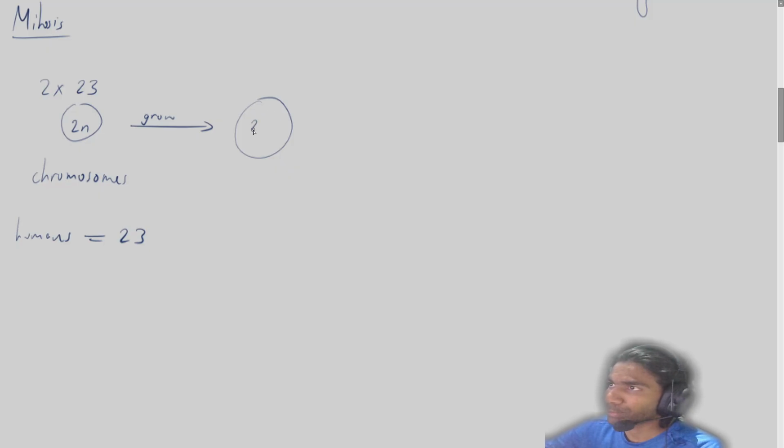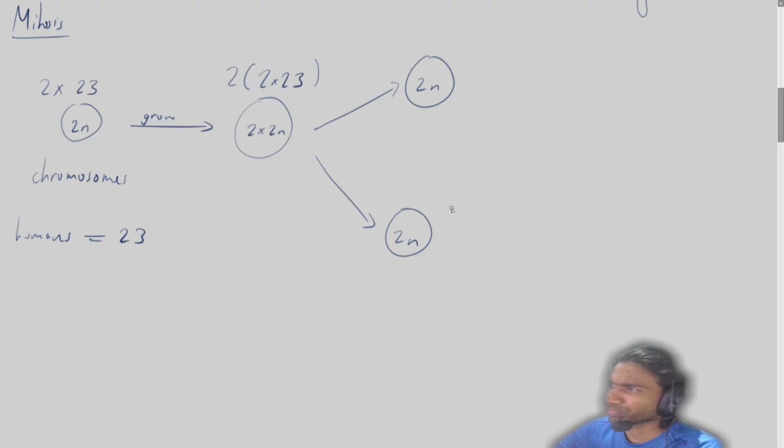So that is going to happen right here, and we're going to see now it's 2 times 2n. So we now have basically 2 lots of 2 times 23. Okay, that's what's happening right now for the chromosomes. And then what's going to happen is the cell is now going to split up those chromosomes so that each cell that it divides into will end up having exactly 2n and also 2n. Okay, so each cell has the same genetic content.